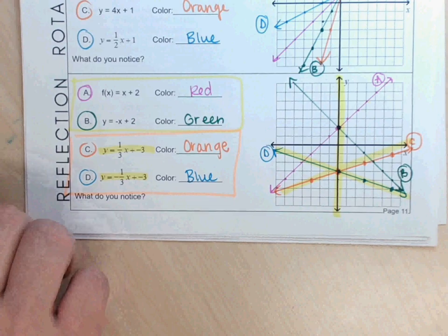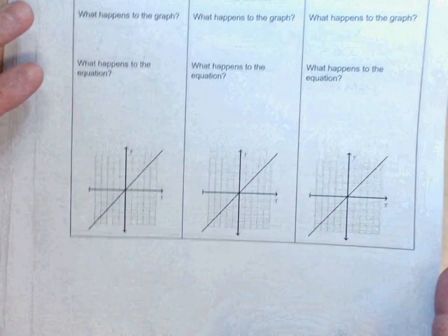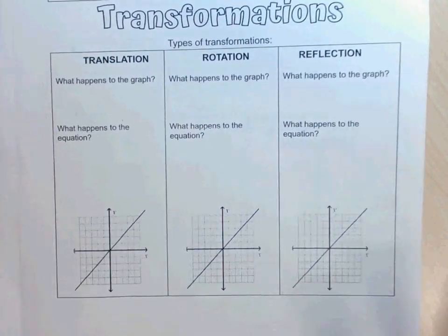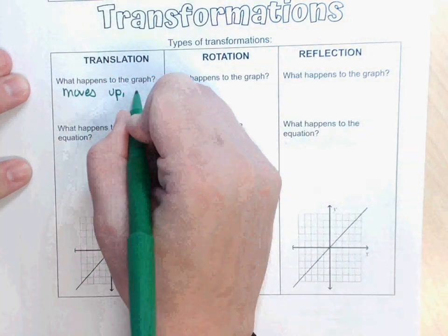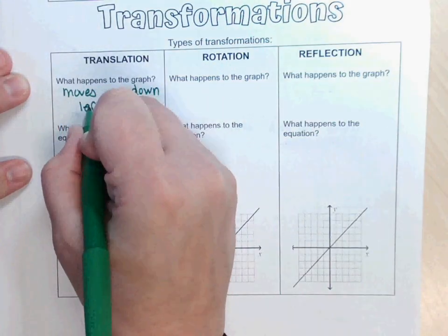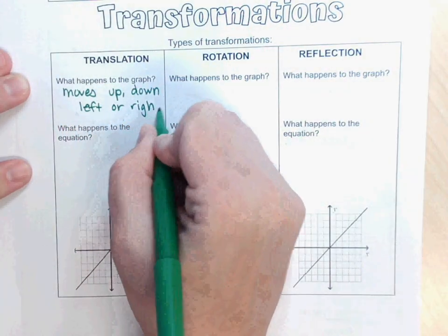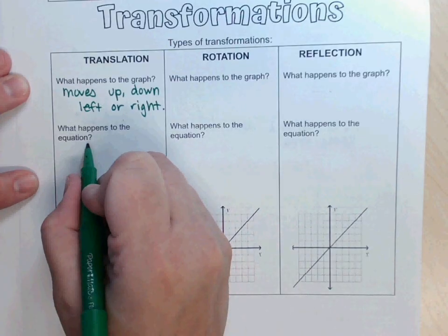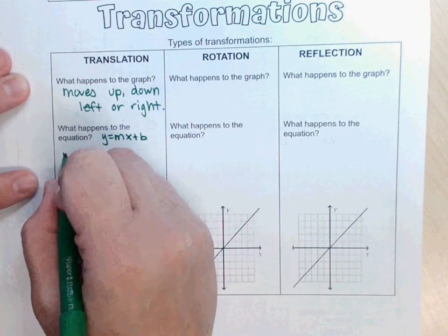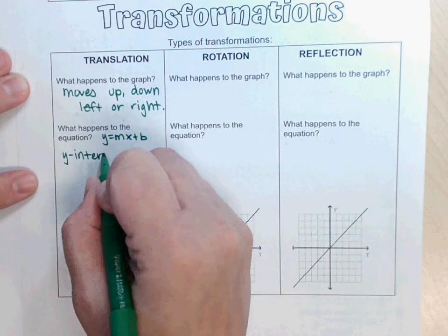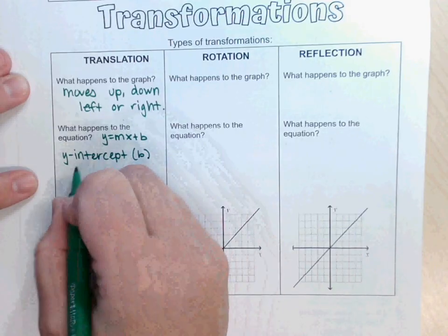So now we're going to summarize what we just talked about on this page. I don't want to show you answers. We're going to summarize this real quick. So go ahead and hit pause and see if you can fill in these answers for yourself. A translation, what happens? It moves up or down or left or right. That's a translation. What happens to the equation? If it's in the form of y equals mx plus b, then that means that the y-intercept, which is technically b, changed.